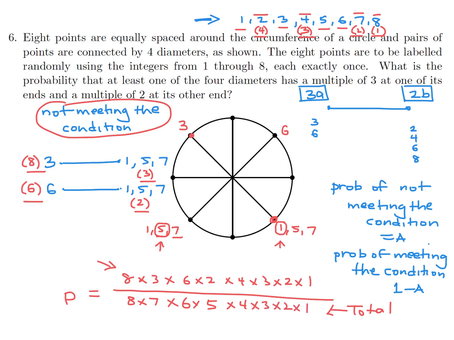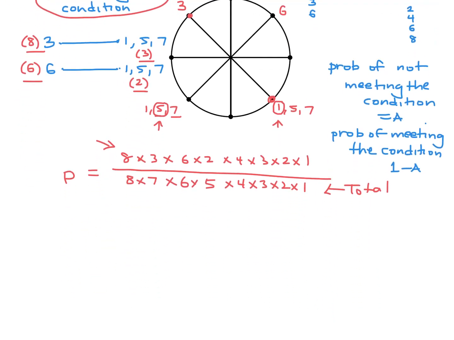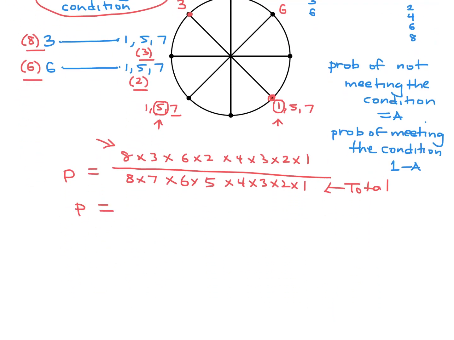Like we have 8 possibilities for the first number, and we have a remaining 7 possibilities for the next number, and then a remaining 6 possibilities for the next number, and so on. That's just the total without any conditions. So this is the probability, and when you reduce all this to lowest terms, this becomes 6 over 35.